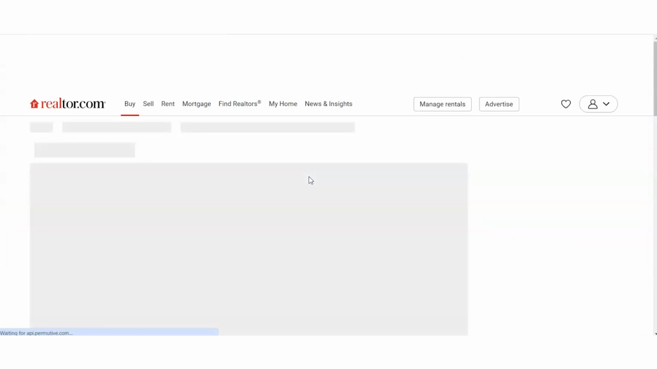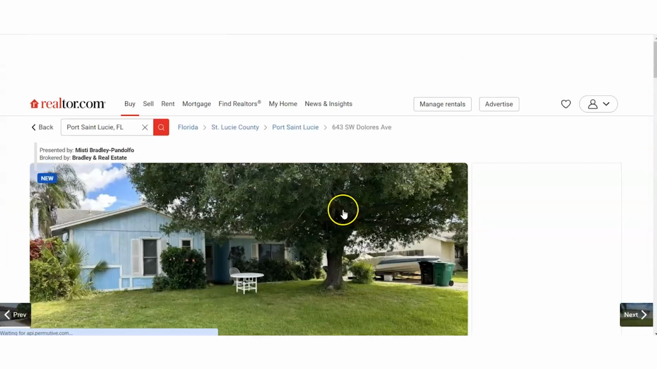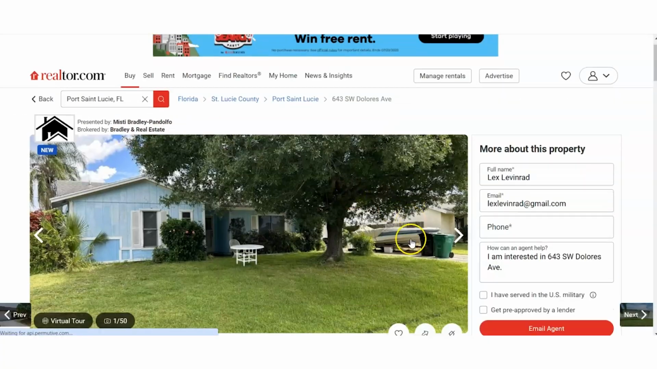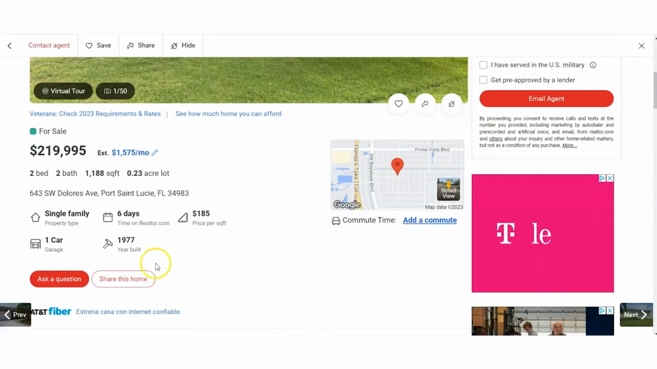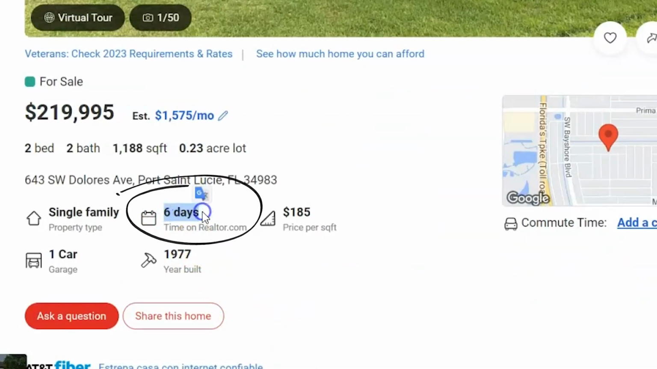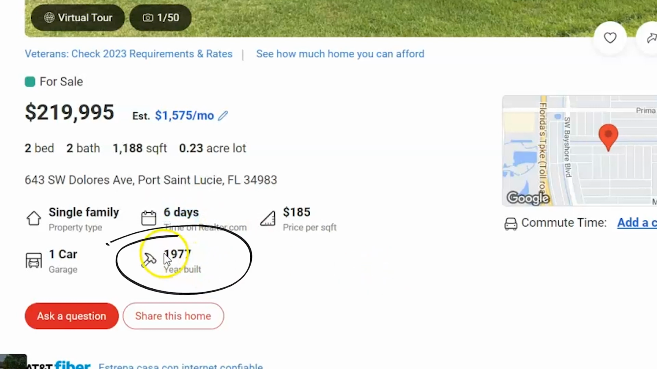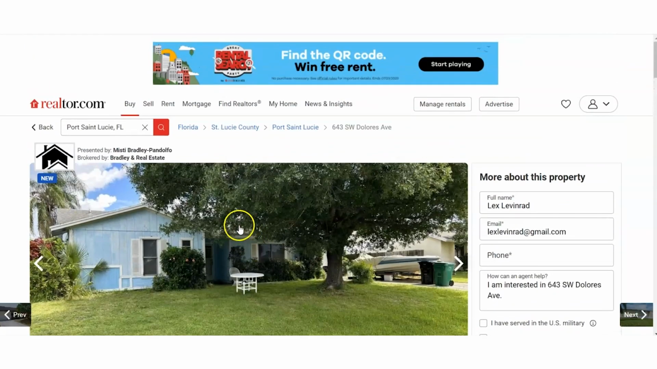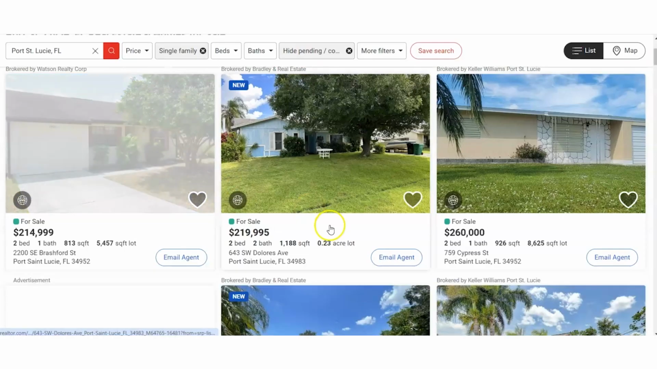When you click on any listing, like let's say this one, a couple of things that you can see. For example, you can see the listing agent, and you can get their information. You can call them. You can also see how long the property has been on realtor.com, the year it was built. And the really important one I want you to pay attention to is the price per square foot. All right, so that's $185 per square foot, which is pretty cheap, right? So that looks like more of an investor deal.